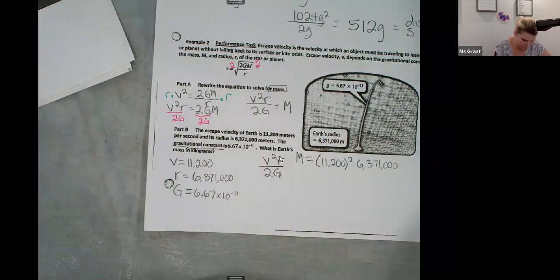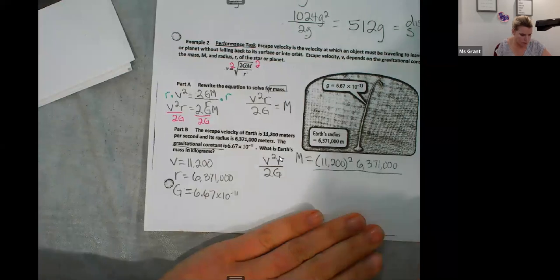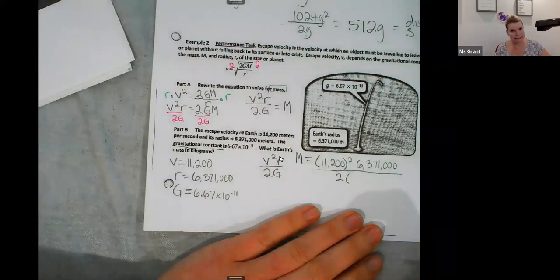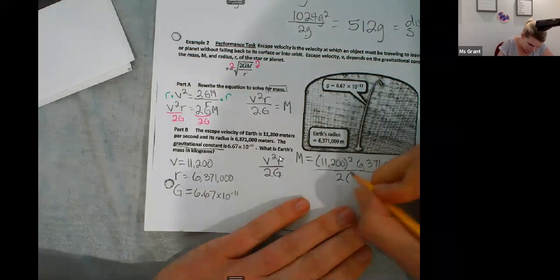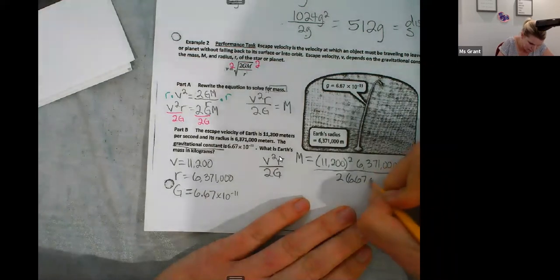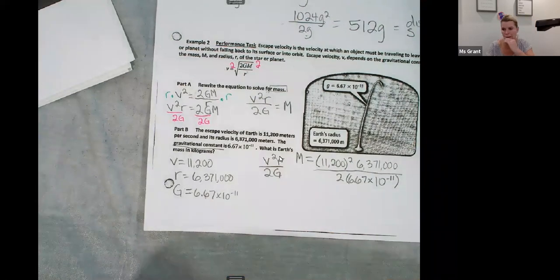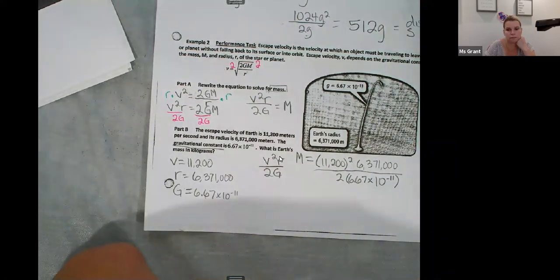Divided by 2 times my gravitational constant, 6.67 in scientific notation times 10 to the negative 11th.